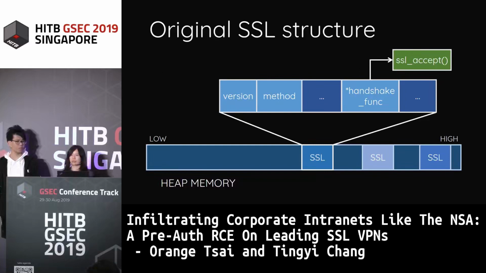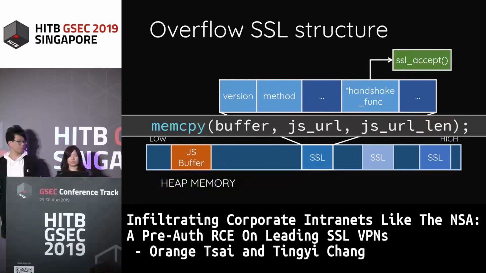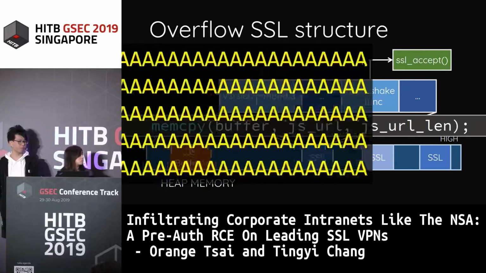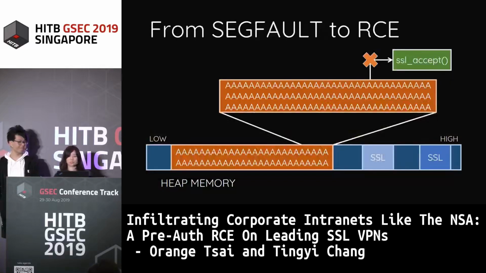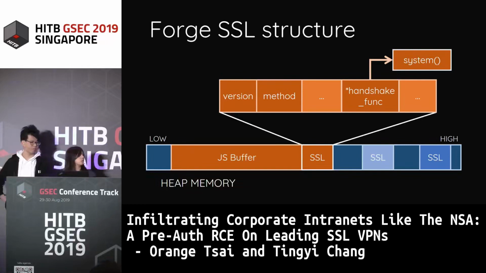Now if we trigger the JavaScript parsing, and the JavaScript buffer is allocated ahead of these SSL structures, then we can trigger the overflow and override the SSL structure members like this. So now we fill up the SSL structures with capital S and make the program crash. Then what we need to do is clear. We only need to forge a correct SSL structure with a fake function pointer, like the address of system. So when the victim connection is trying to do handshake, the program executes whatever we want.